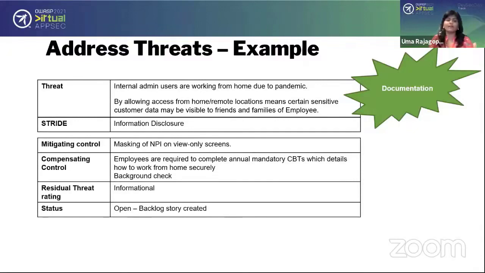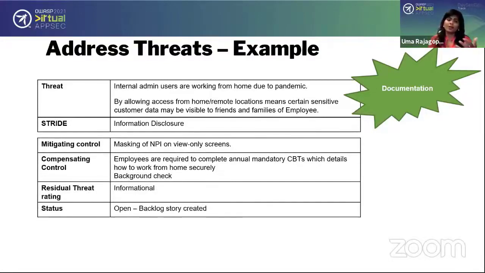So you will have to find out what mitigation control or compensating control you already have, which will reduce your risk rating to low if you have those controls in place. So for example, you don't have to show all sensitive information in every screen. You can mask them. You show them only when it is absolutely needed. That's one of the controls you can implement if you don't have it.